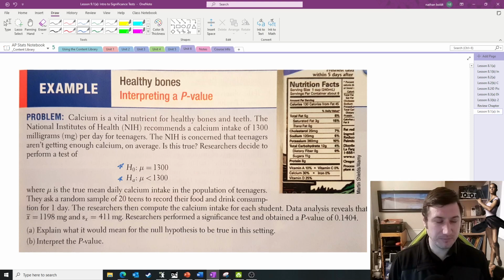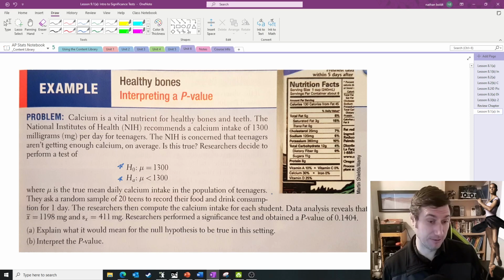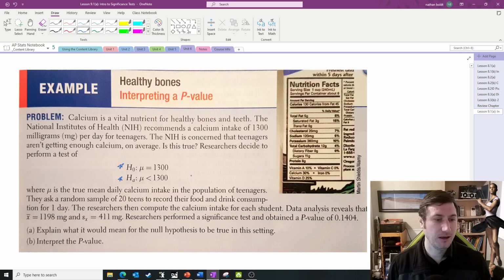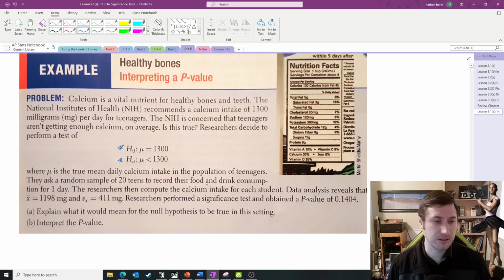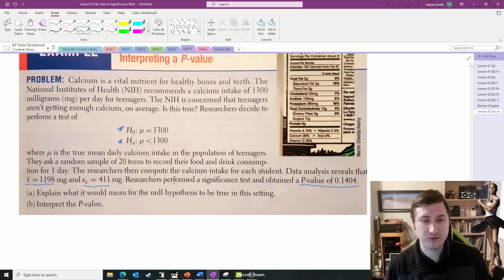Where mu is the true mean daily calcium intake for a population of teenagers. As you can see, they just did the same procedure that we did in the previous problem. They ask a random sample of 20 teens to record their food and drink consumption for 1 day. The researchers then compute the calcium intake for each student. Data analysis reveals that the average is 1198. The standard deviation is 411. Researchers perform a significance test, how nice for them, and obtain a p-value of 0.14. They did it for us. So nice. Explain what it would mean for the null hypothesis to be true.